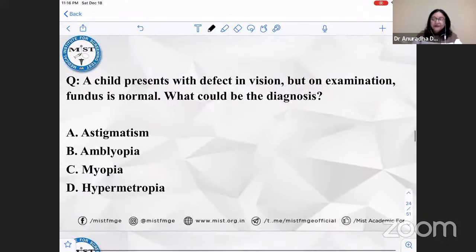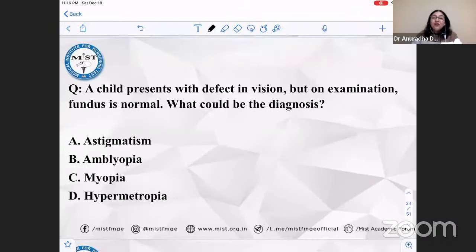Moving on to the next question there. A child presents with defect in vision, but on examination, fundus is normal. What could be the diagnosis? Now here again, there could be a chance that we are missing a few words here, but we will try to answer this question with the best possible answer, because this question appears a little incomplete in the statement. So if you find corrections in the questions or the choices, then please do leave your comments there. So that will be helpful to further refine the recall sessions.